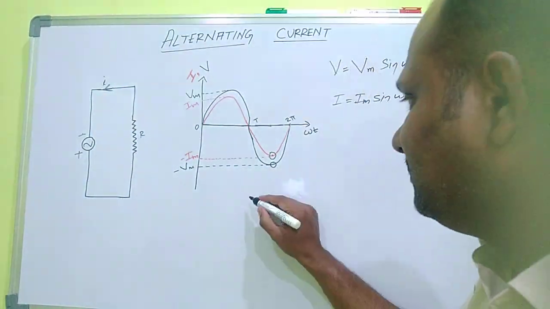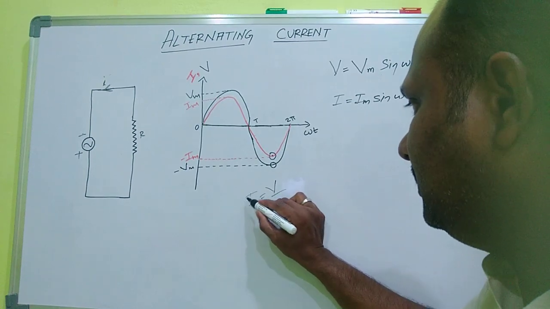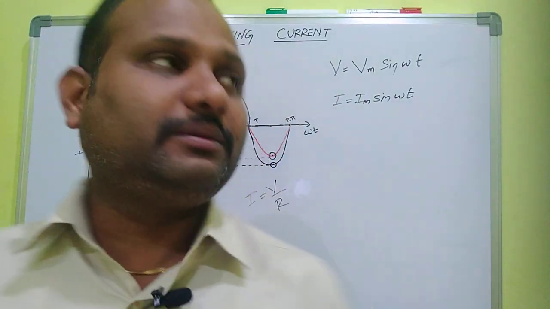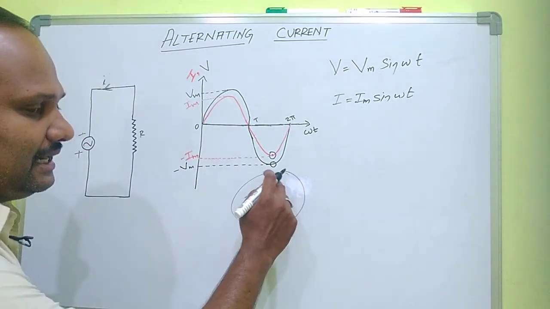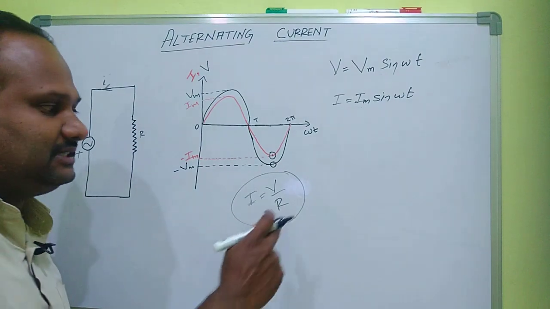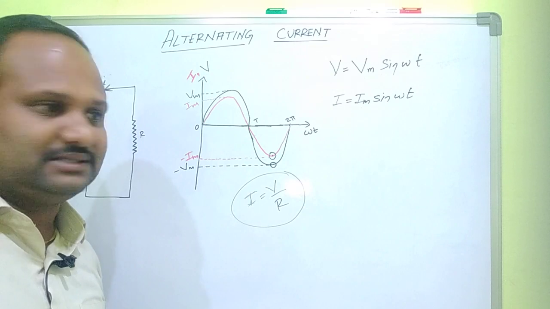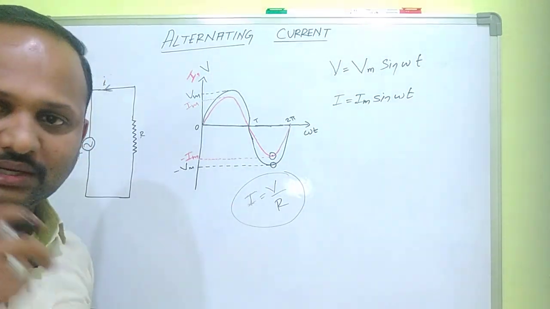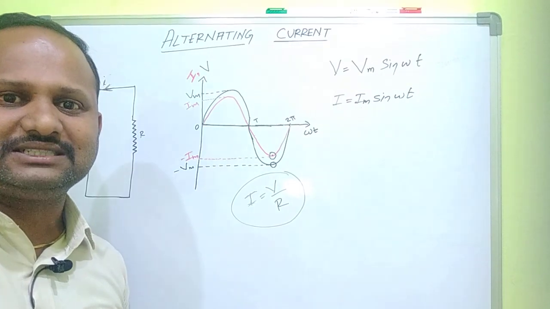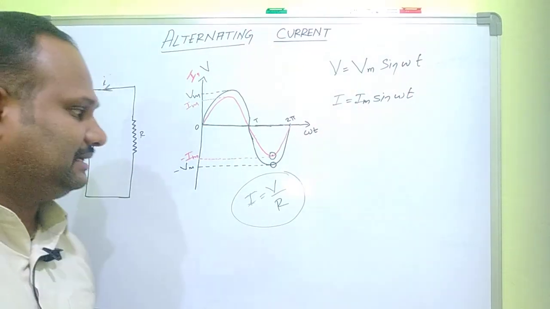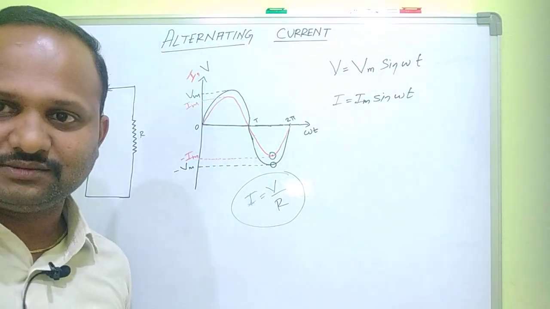Because we know I is equal to V by R. The voltage divided by the resistance is known as current. When we divide the voltage by resistance, we get the current. So the value of alternating current is always less than the alternating voltage.